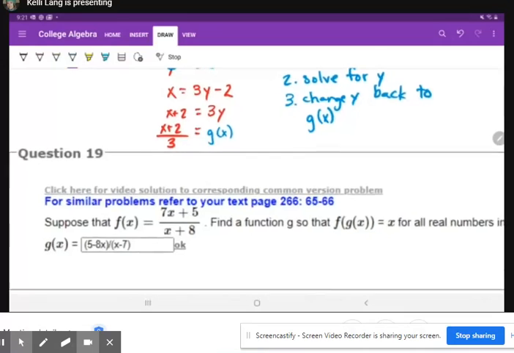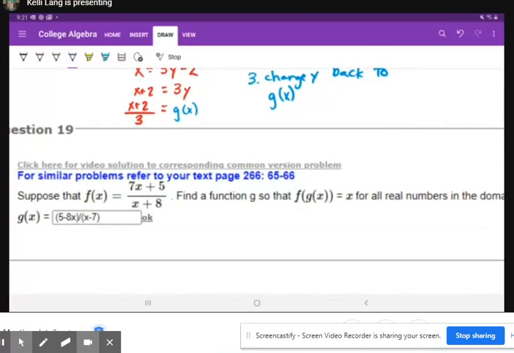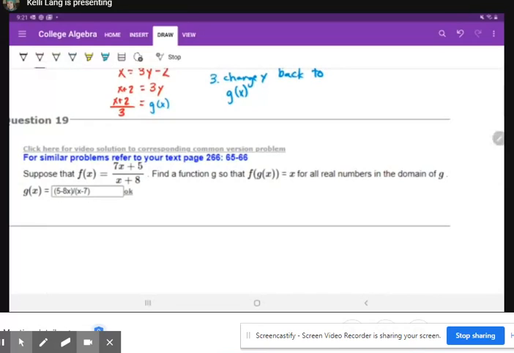So there's a question on your homework where they don't use the word inverse, but what they say is find a function g so that f of g equals x. That's what an inverse is. They're essentially saying find the inverse of f. So what we do is that 3-step process. We write y equals (7x plus 5) over (x plus 8), and we switch our x and y. So every x becomes a y, every y becomes an x.